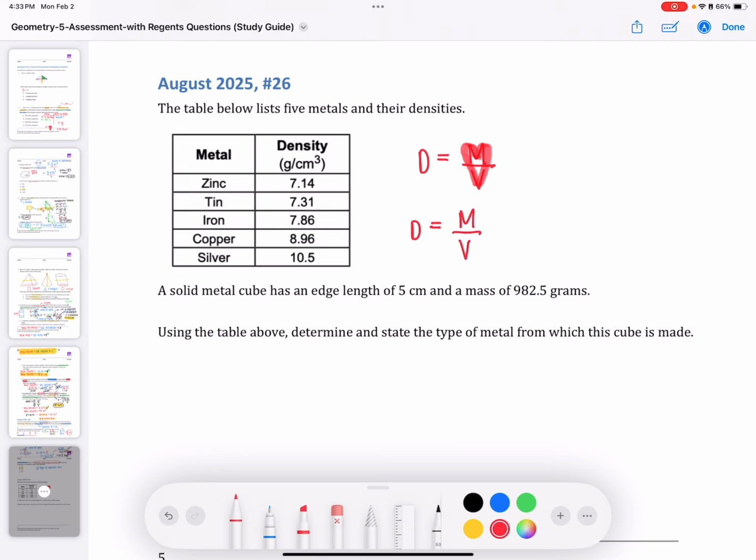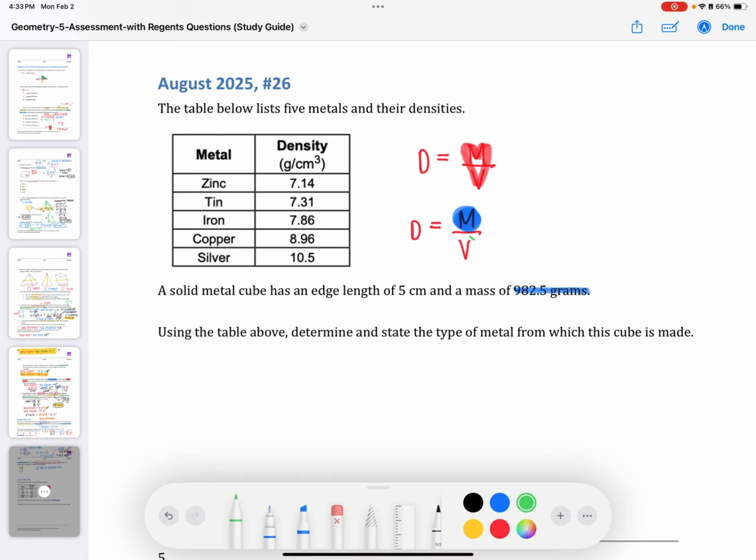Now, they already told us the mass. Let's do a different color. It is 982.5 grams, so I can just plug that into where I see M. But I need the volume.